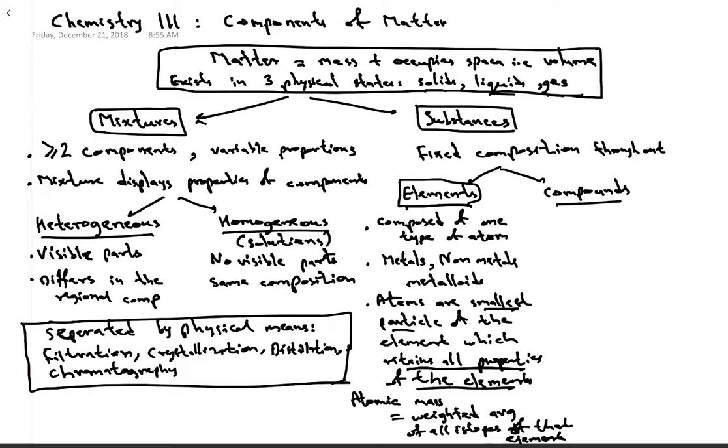Okay, so we'll talk about what an isotope is in a minute once we do the structure of atoms, but this is what you need to understand about elements completely, that they are composed of one type of atom. They are classified as metals, non-metals, or metalloids. Atoms, of course, are the smallest particle of an element retaining all its properties. And any element, when you look at its mass, can exist in various isotopes, and you take a weighted average of all the isotopes, that will give you the atomic mass of that element. Therefore, you will often see atomic mass as decimal numbers.